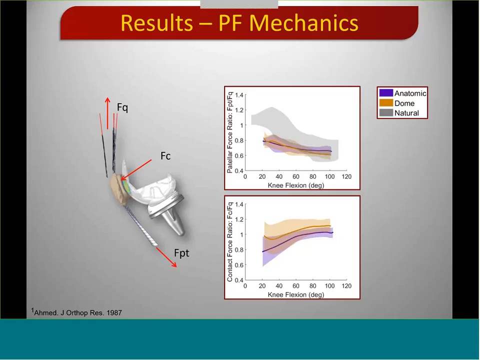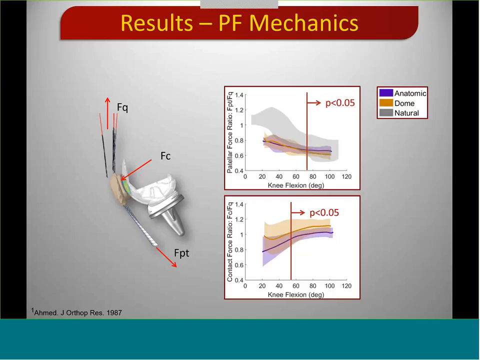The patellar force ratio is shown on top, which is the ratio of patellar tendon force to quadriceps force. Higher efficiency is represented by values closer to 1, since more load is being transferred from the quadriceps to the patellar tendon. Anatomic subjects demonstrated a higher quadriceps efficiency at deeper flexion angles greater than 75 degrees. The ratio of contact force to quadriceps force is shown on the bottom. Dome subjects demonstrated higher contact forces than anatomic subjects, with significantly higher contact loads in deep flexion.